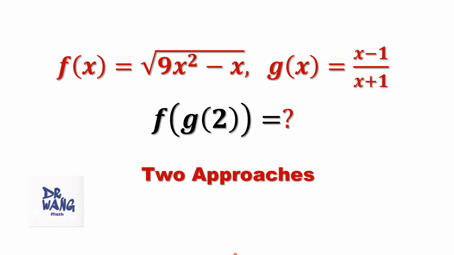Here is the question. If f of x equals square root of 9x squared minus x, g of x equals x minus 1 divided by x plus 1, what is the value of f of g of 2? Here, f of g of x is the composition of f and g.